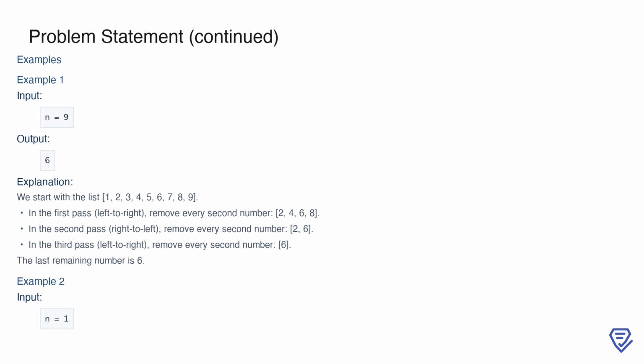In the second pass, we reverse the direction and eliminate every second number starting from the right. Now, the list is reduced to 2, 6. In the third pass, we return to the left to right direction and eliminate every second number again. Finally, we are left with just one number, 6, which is the output. In another example, if n is 1, the initial list contains only one element, 1. Since there's nothing to eliminate, the last remaining number is simply 1.